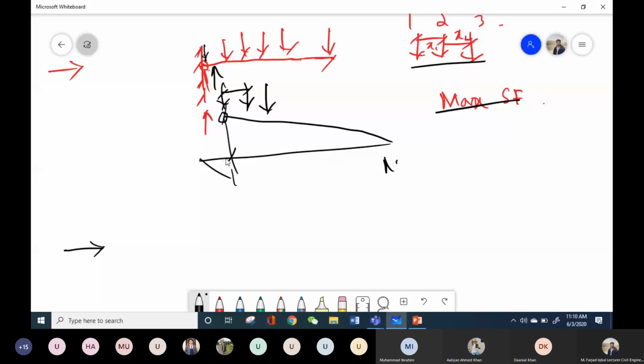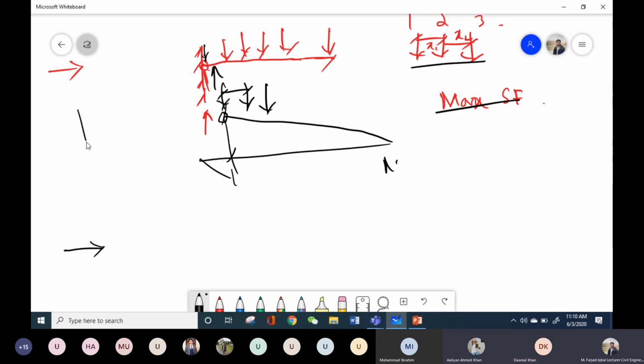This ILD, yes sir. So the purpose of this ILD was first I have figured out the point at which maximum shear force exists. So for that point, I will plot the influence line diagram for shear force. How will I do that?